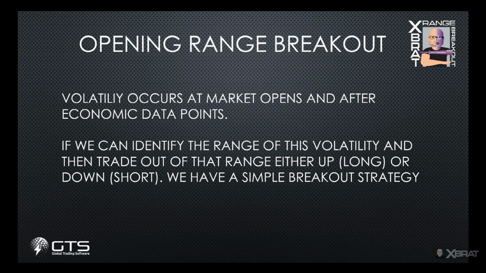So volatility occurs at market opens and after economic data. That's when a lot of these institutional traders, or even institutional algorithms, trade very high volumes. So if we can identify the range of this volatility and then trade out of that range, either up or down, up is long, down is short, we have a simple breakout strategy. Don't try and get involved in that high volatility time, because most likely you will lose because it happens so fast. The best thing to do is let it calm down, identify that range and trade out of it.